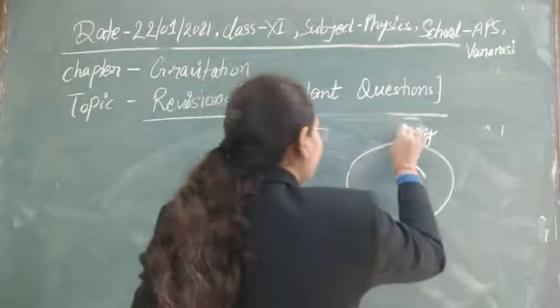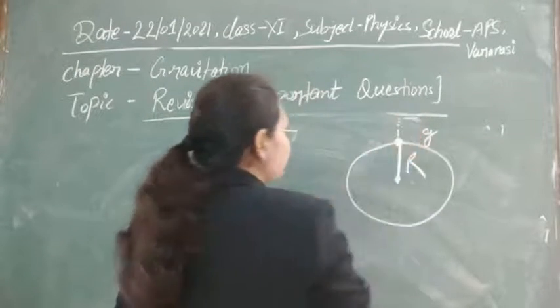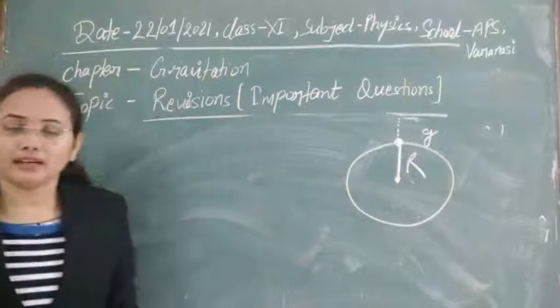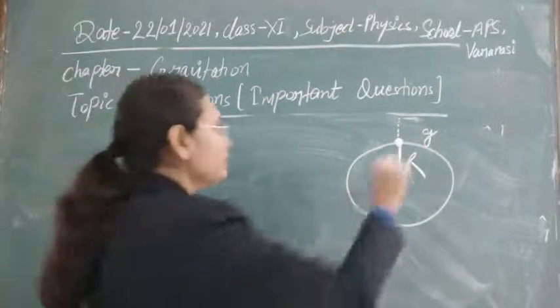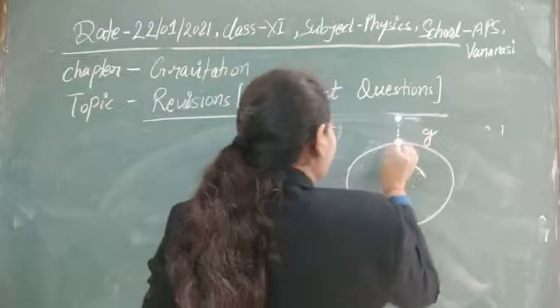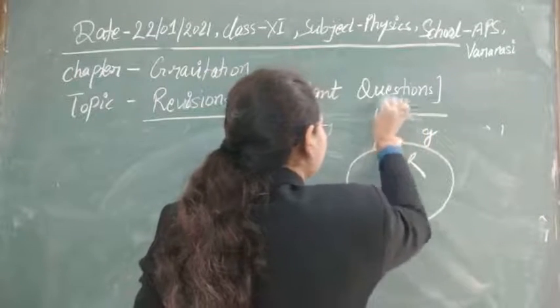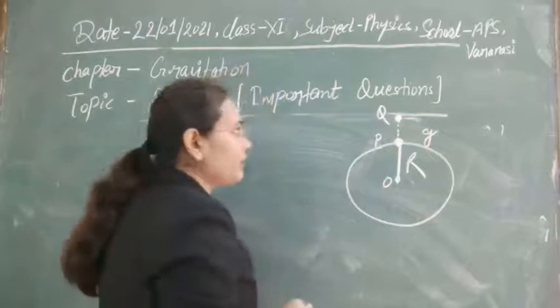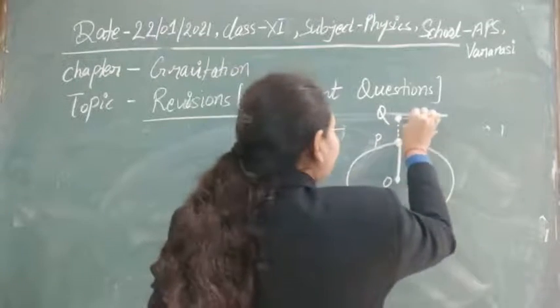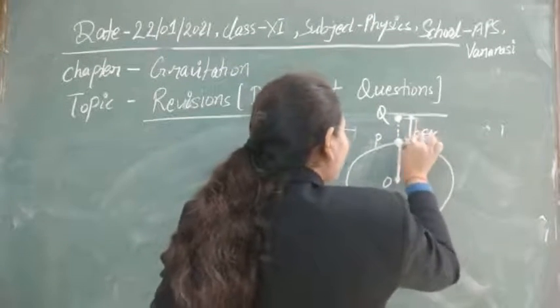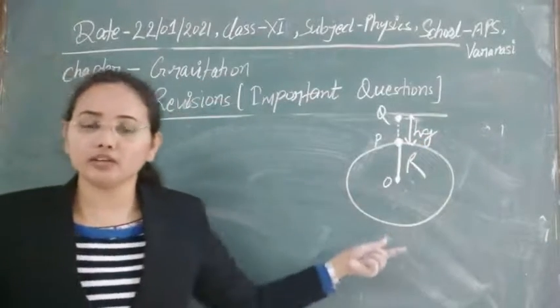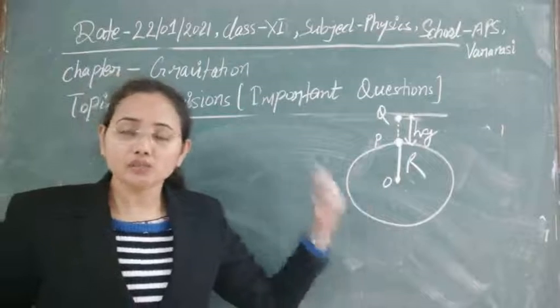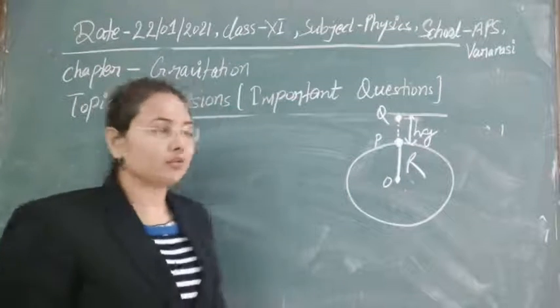Now if we want to move in an upward direction, suppose we are mountaineering, what will be the effect on gravity? Suppose this is O, this is P, this is Q. This mass is now at point Q, and this height is h. If we go to height h from the surface of the earth, then what will be the effect on gravity? That is what we have to find out.